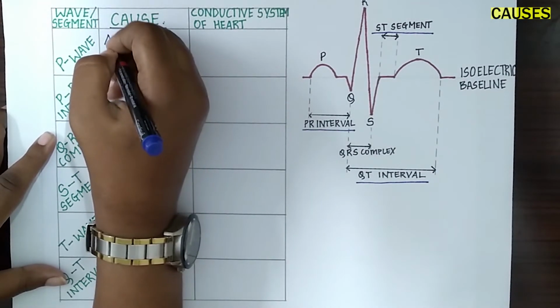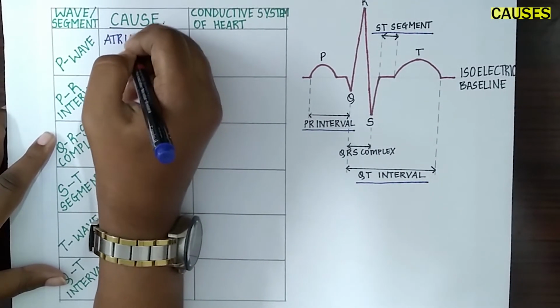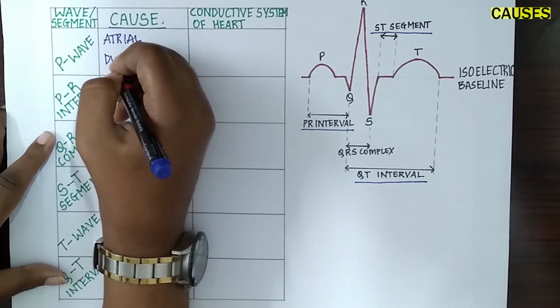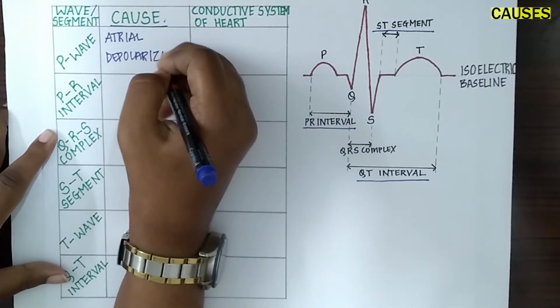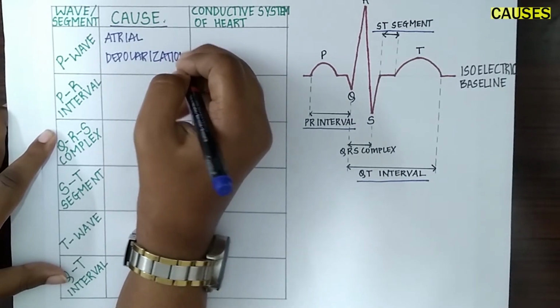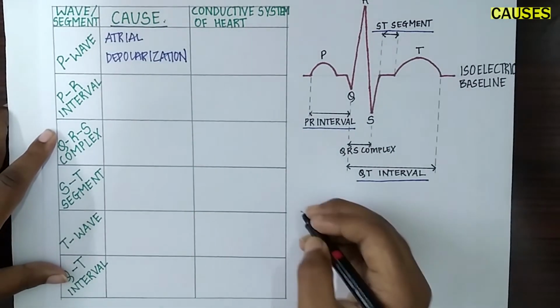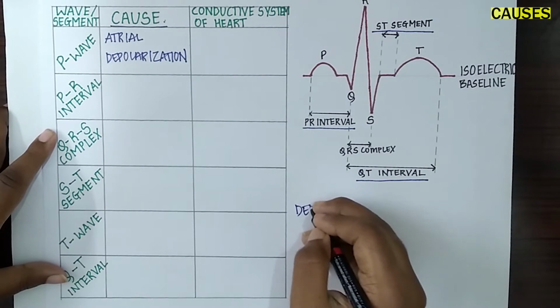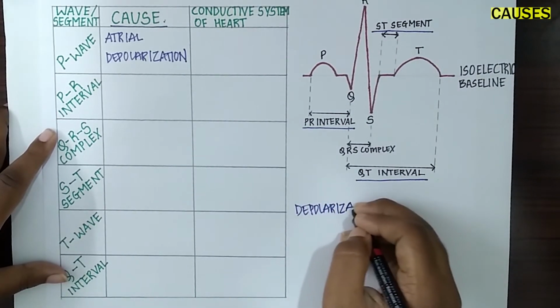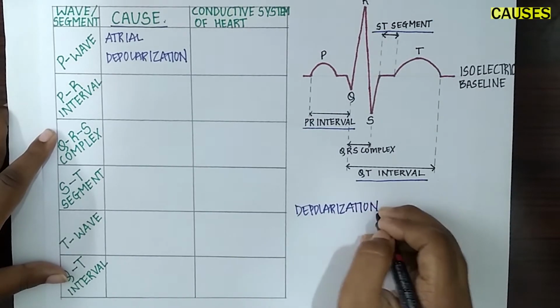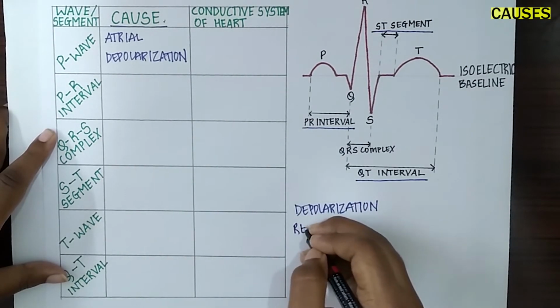The P wave represents atrial depolarization. See, in ECG we have two terminologies, depolarization and repolarization.